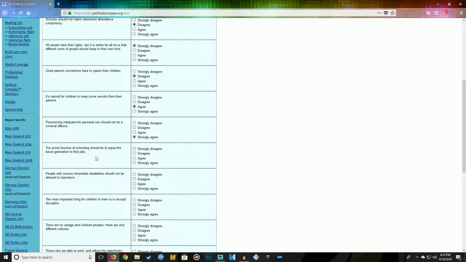The prime function of schooling should be to equip the future generation to find jobs. I disagree. The prime function of schooling should be to pass on as much knowledge as possible, because once you have that knowledge, it makes it easier for you to get a job. So focusing on making the kids learn is going to inevitably lead them to getting a job. But if you focus on just them getting a job, then they might miss out on something else.